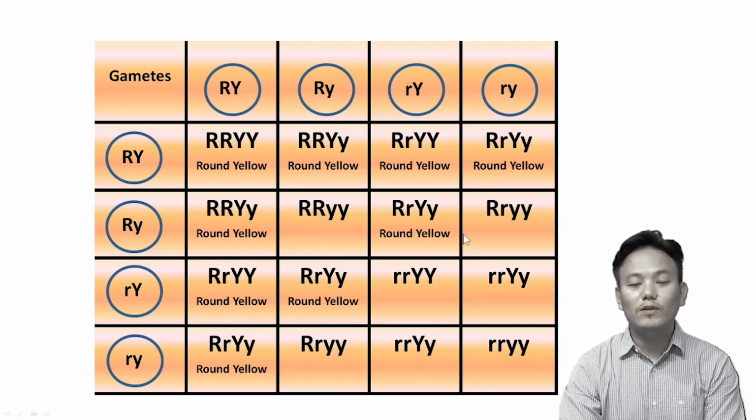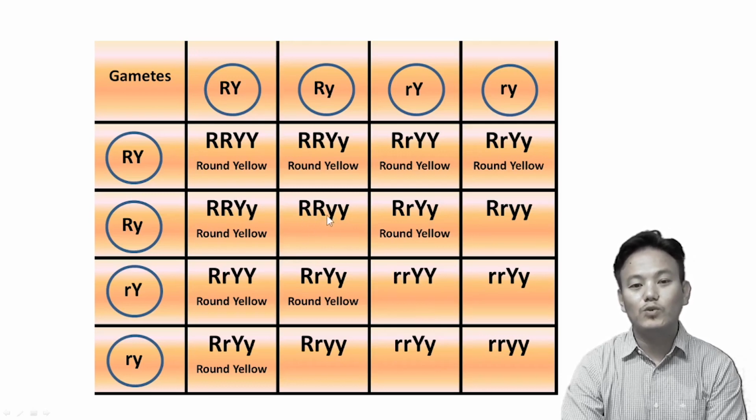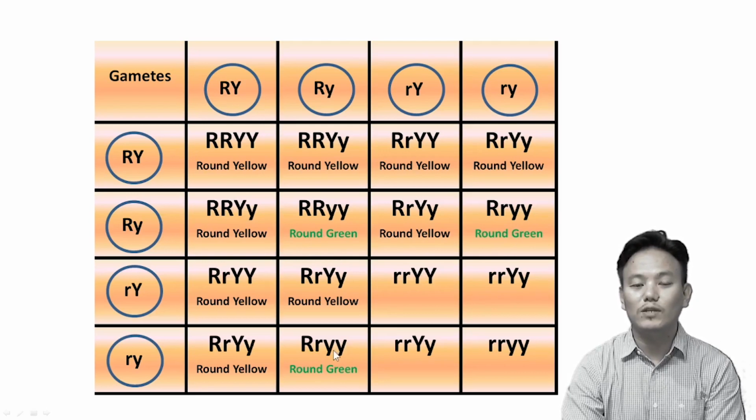So now, what about the remaining blank ones? So this, if you look over here, we have got 2 capital R's. So obviously the seed will be round in shape. But what about the seed color? The seed color will be green because these are 2 recessive alleles over here. So the seed color will be green. So what we have is a round and green seed. And look, you can find out other round and green seed producing F2 generation plants. So this is also round and green, and this is also round and green. So we have got 1, 2, and 3 F2 generation plants which produce round and green seed.